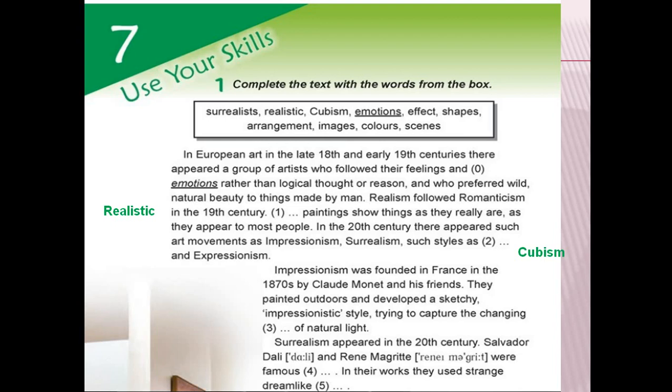Impressionism was founded in France in the 1870s by Claude Monet and his friends. Don't forget to use articles there when referring to a time period rather than a date, in the 1870s. They painted outdoors and developed a sketchy, impressionistic style, trying to capture the changing images of natural light. The word images matches perfectly, I think.